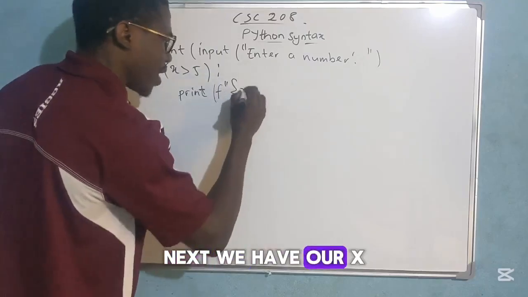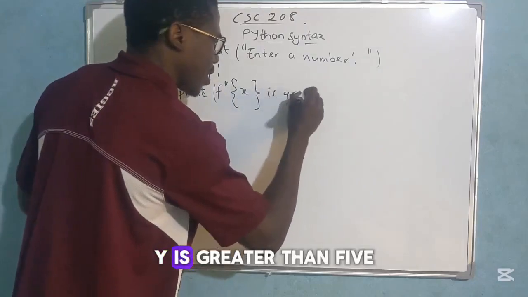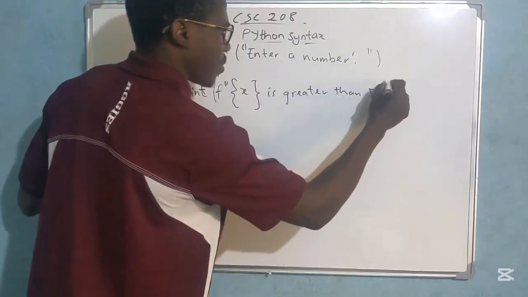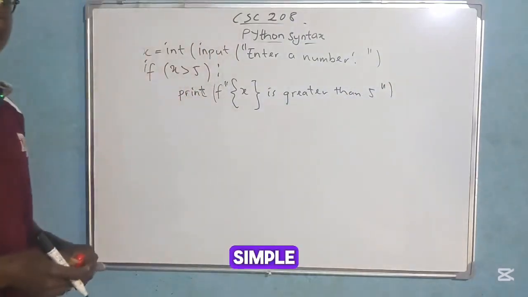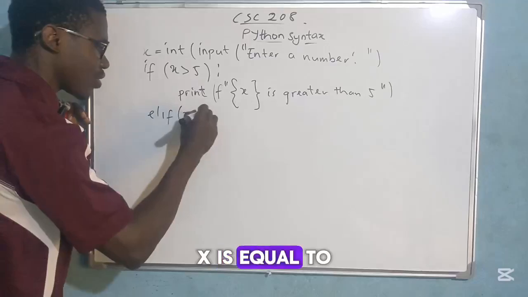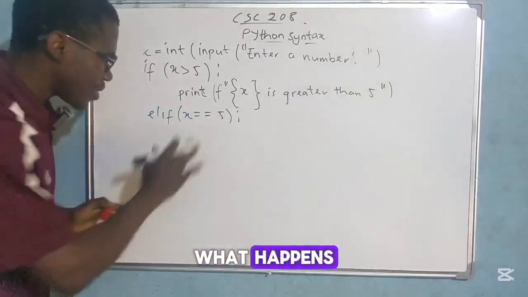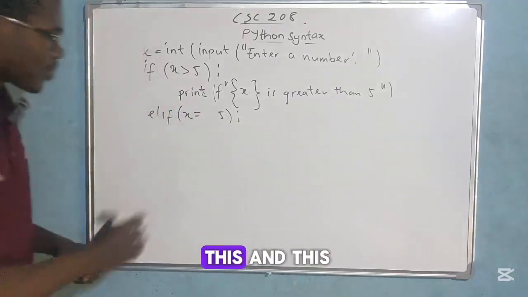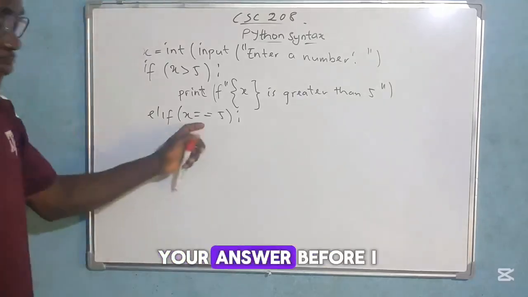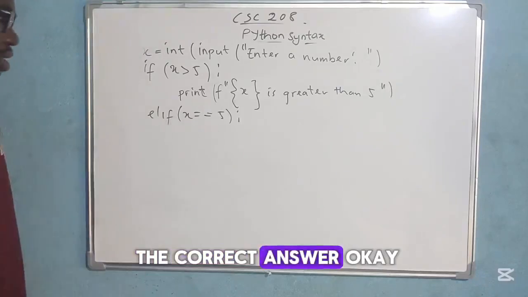Next we have our x here is greater than 5. Simple. That's it. Elif x is equal to 5. Now I have another question for you guys. What's the difference between this and this? Another chap. Be sure to write your answer before I give the correct one. I want the code and I'll show you the difference and I'll give you the correct answer.